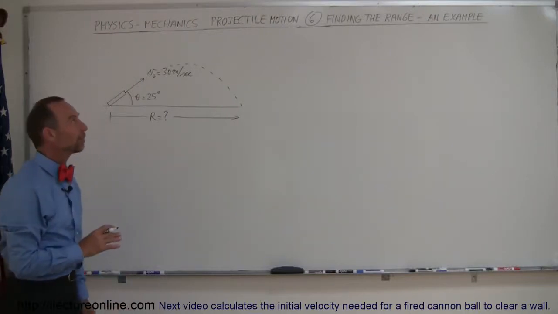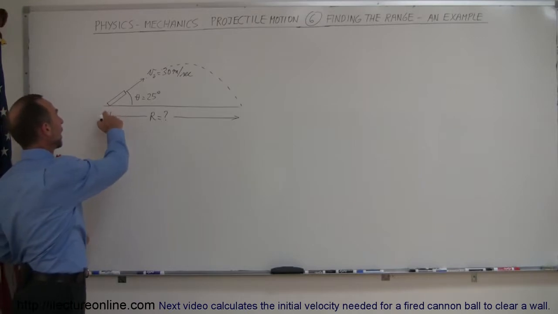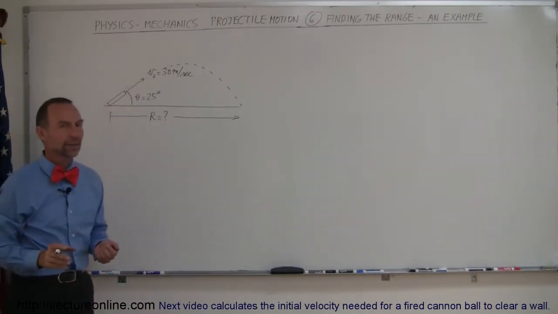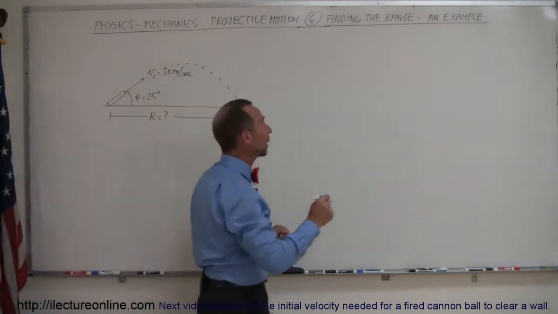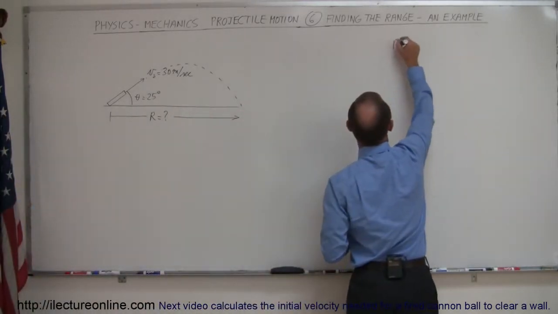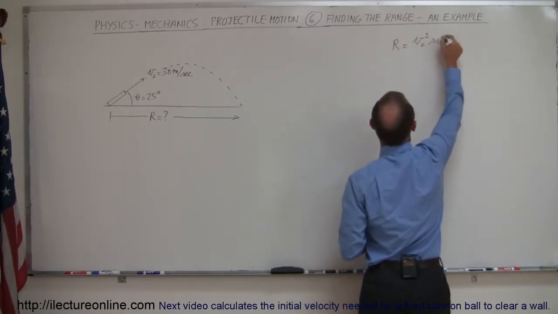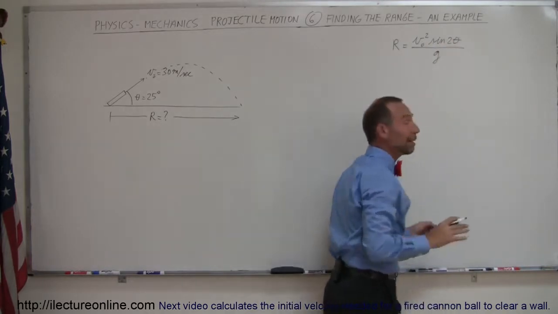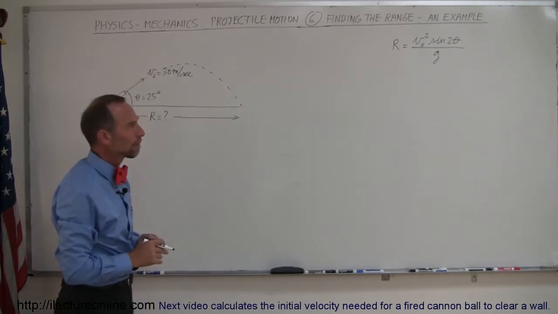And here's an example of how to find the range of a projectile when it's shot from the ground at an angle of 25 degrees with initial velocity of 30 meters per second. And in the previous example where we used the general approach, we came up with the equation that r, the range, is equal to the initial velocity squared times the sine of twice the angle divided by g, when g is a positive 9.8 meters per second squared, just the magnitude of g.